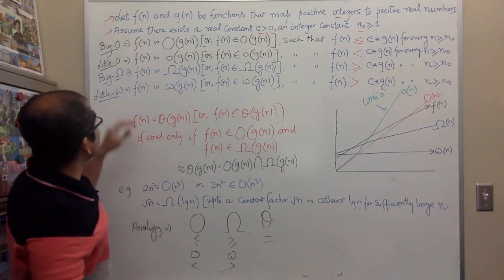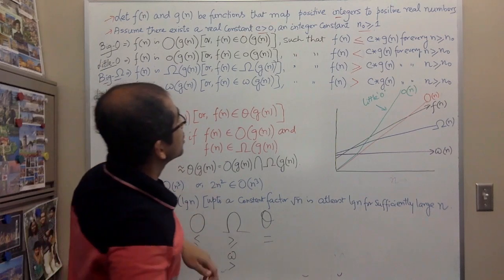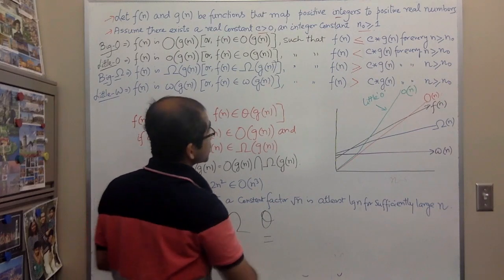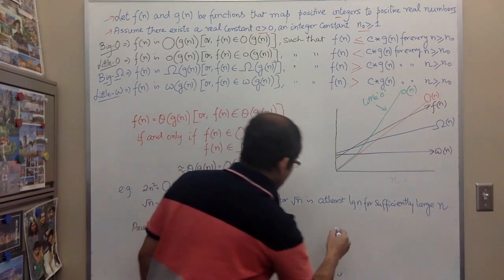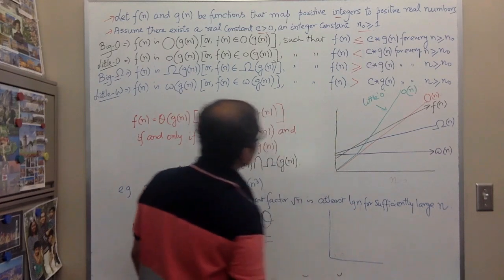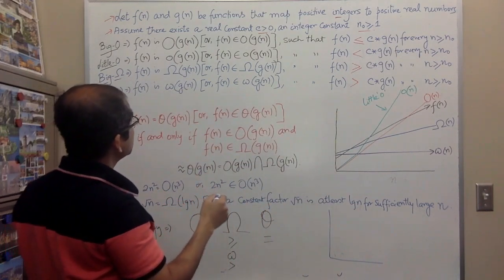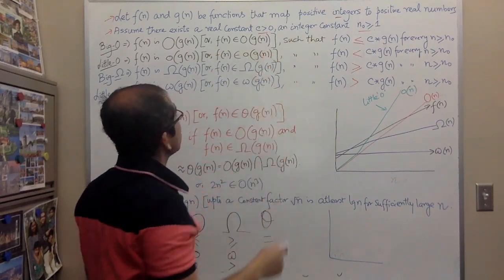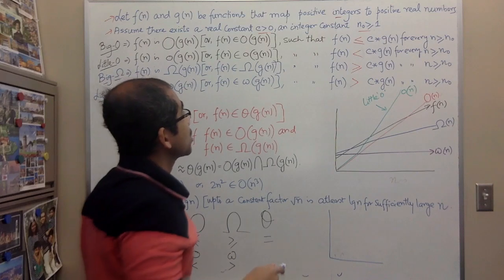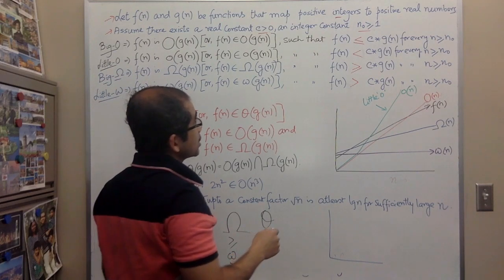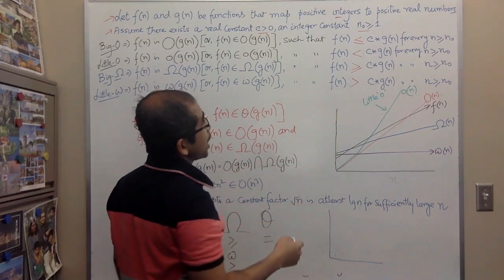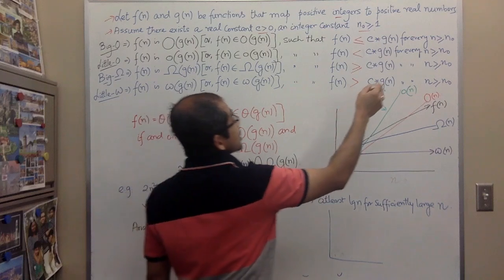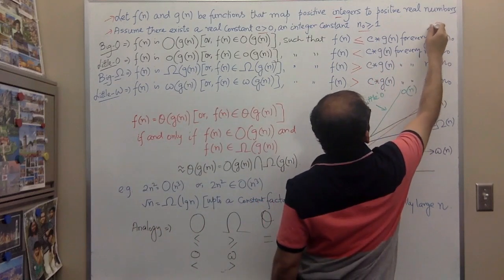Okay, so now what does it mean? I have a graph. Let me draw another graph just to explain that part, then it will be clear for you. Suppose this is a graph. What we say, F(n) is big O of G(n) such that there exists a real constant c greater than 0 and integer constant n0 greater than or equal to 1, such that F(n) is less than or equal to c times G(n) for every n greater than or equal to n0. Okay, so this n is an integer. n is an integer always.